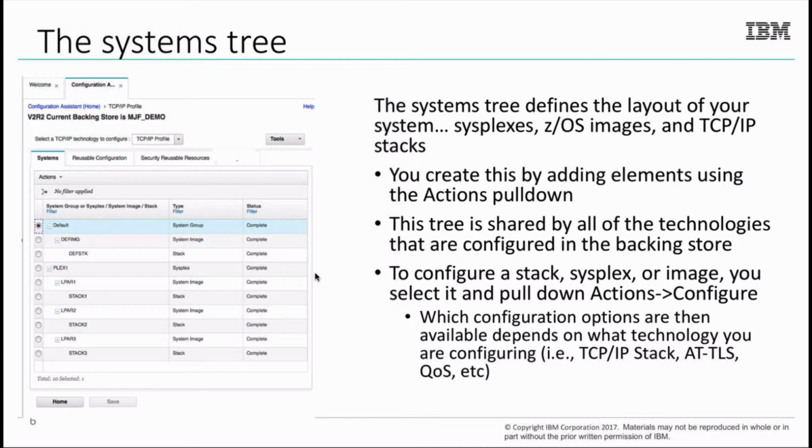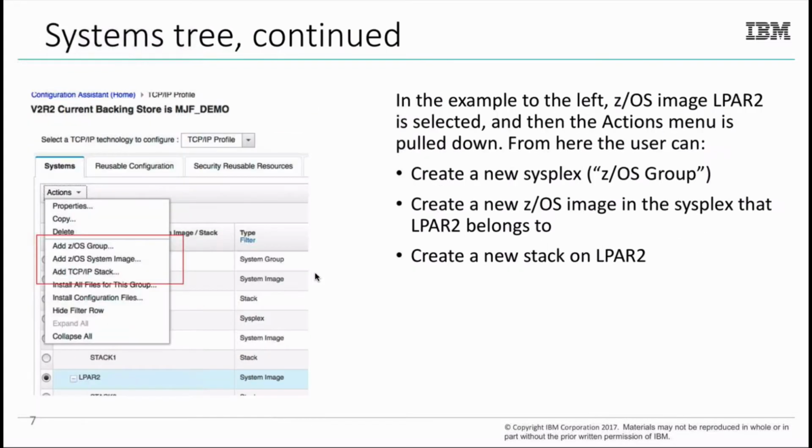So in the systems tree, this is where you build your system. In this example here, I've selected LPAR2, and I selected it because it didn't fall under the drop-down when I clicked on Actions. You click on Actions, and I've shown here there are some actions you can do. You can create a new Sysplex, also known as a z/OS group.